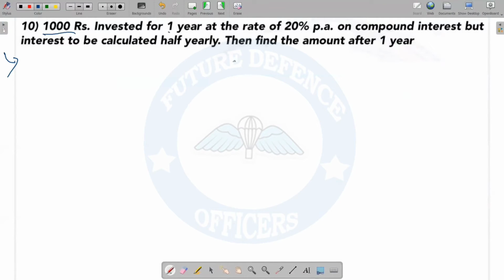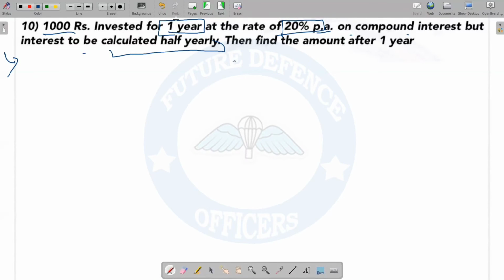1,000 rupees invested for 1 year at the rate of 20% compound interest per annum. Here PA means per annum, on compound interest, but interest to be calculated half yearly. Now this is a clever person, chatur admi. Okay, what is he doing? You are taking the money for 1 year, but he wants to calculate the interest after 6 months.